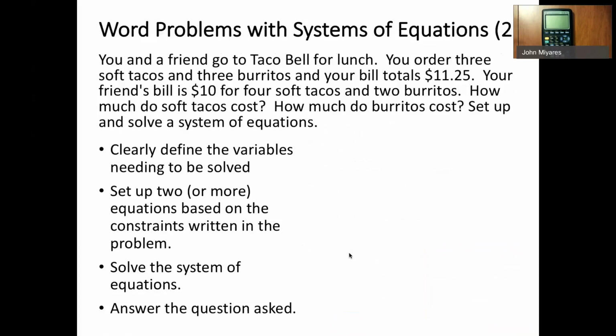Here's another example. You and a friend go to Taco Bell for lunch. You order 3 soft tacos and 3 burritos, and your bill totals $11.25. Your friend's bill is $10 for 4 soft tacos and 2 burritos. How much do soft tacos cost? How much do burritos cost? Set up and solve a system of equations.